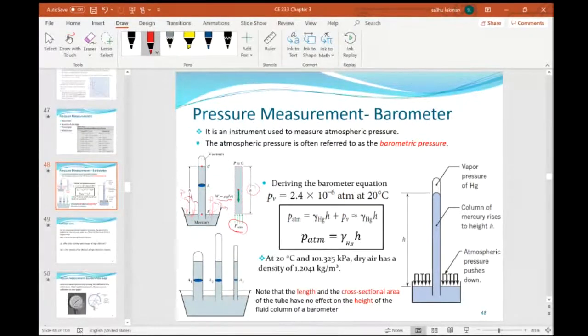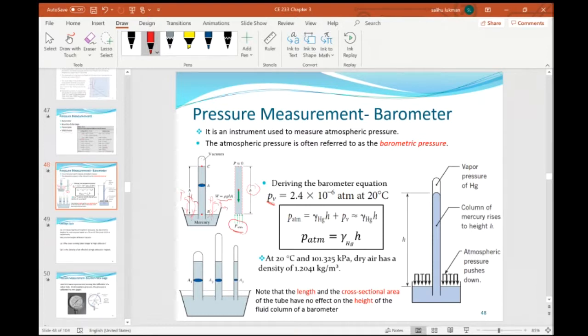So the vacuum pressure, the vapor pressure, is very small, 2.4 times 10 to the power minus 6 atmosphere at 20 degrees. Okay, so this is very, very small compared to 1 atmosphere, which is the atmospheric pressure. 1 compared to 2.4 times 10 to the power minus 6. So definitely we can neglect the vapor pressure.